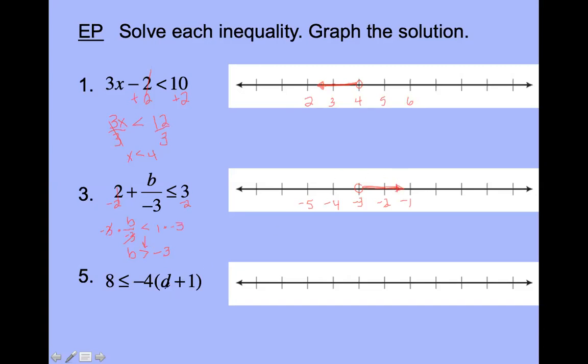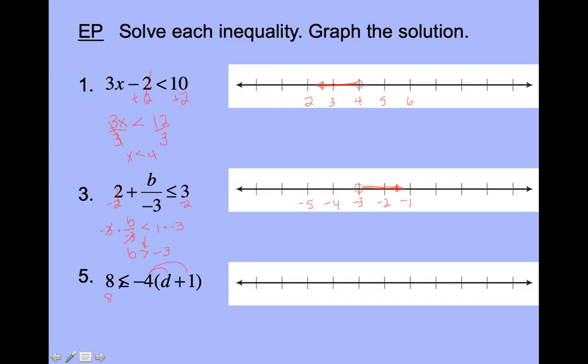All right, extra practice problem number 5. Now we have a couple different ways we can do this one. If you remember with absolute value, one of the ways we simplified was to first divide both sides to get the parentheses by itself, or I can go ahead and use the distributive property. So I'm going to do that here.